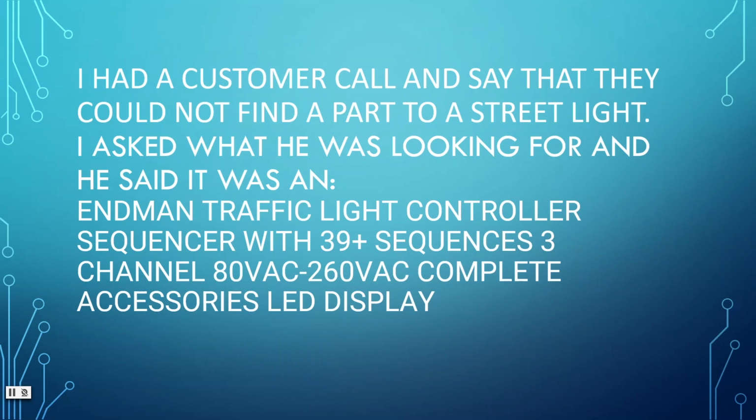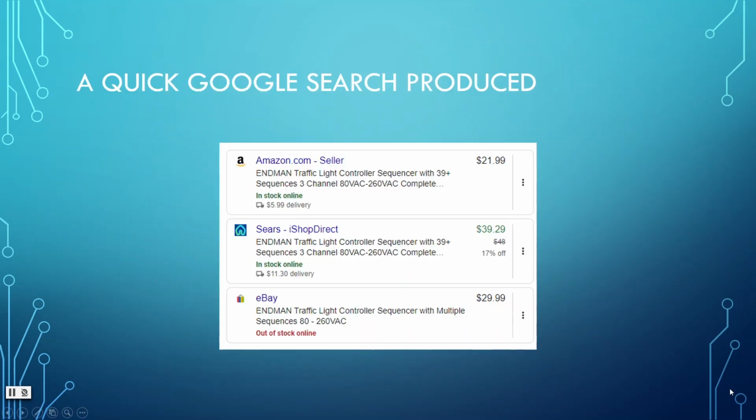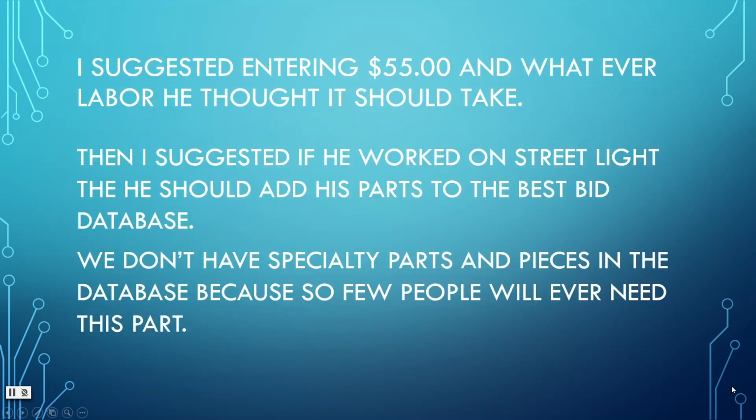I had a customer call me and they said that they could not find a part to a street light. And I asked what he was looking for, and he said it was an Inman traffic light controller sequencer with 39 sequences and 3 channels, blah, blah, blah. I don't have any idea what that is, but I know we don't have it. So here's a picture of what we're looking for. So I did a quick Google search, and these were the results right here. So I ended up telling him just under $55 and whatever labor he thought it should take.